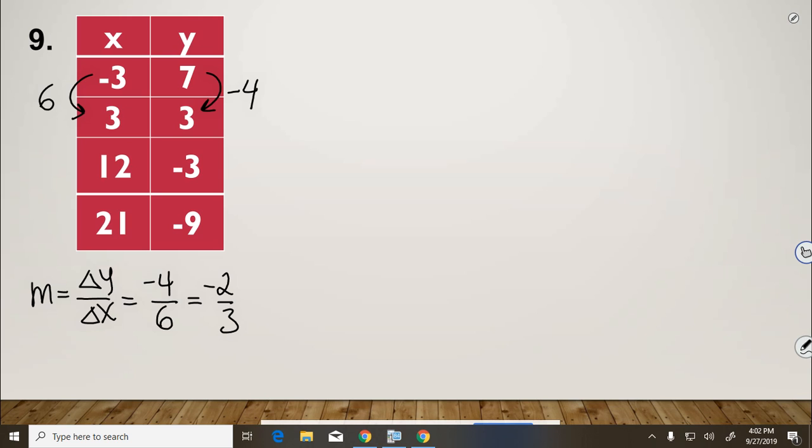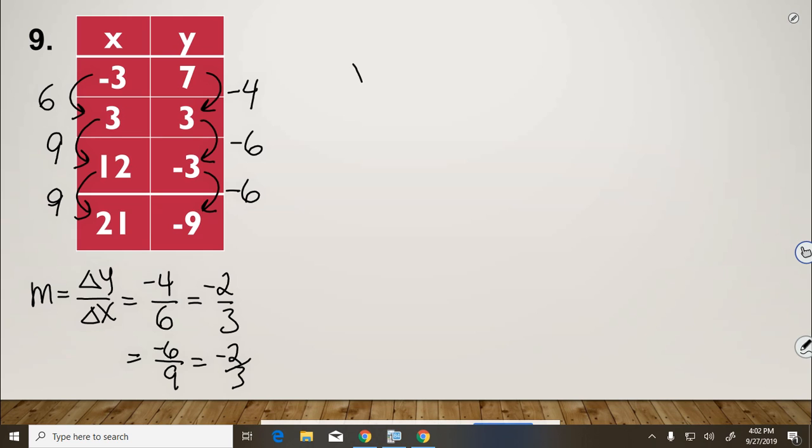Let's make sure that slope is consistent with the rest of the values. 3 to negative 3 is going down 6. 3 to 12 is going up 9. And negative 6/9 is also negative 2/3. Lastly, negative 3 to negative 9 is again going down 6, and 12 to 21 is again going up 9. And we know that negative 6/9 is also negative 2/3.